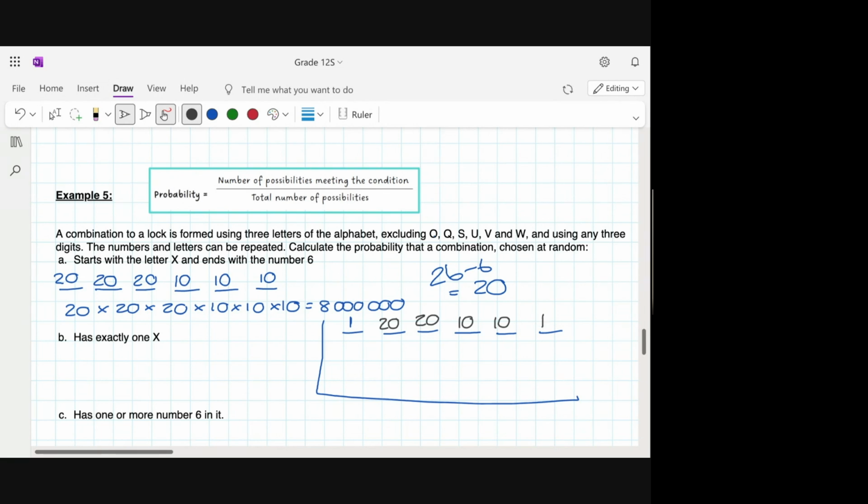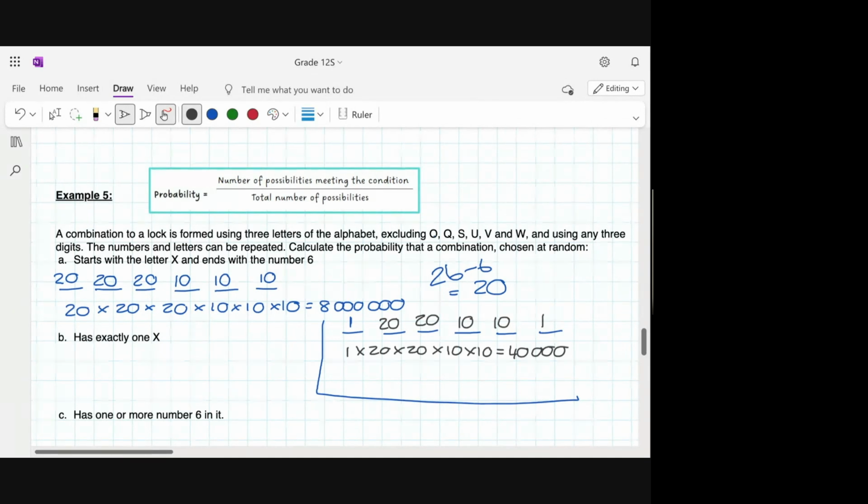So if I'm looking at this now, what am I saying? 1 times 20 times 20 times 10 times 10. So 20 times 20 is 400 times 10 times 10. So I've got 40,000. Somebody check my maths, please. Yes, thank you, Lebo.